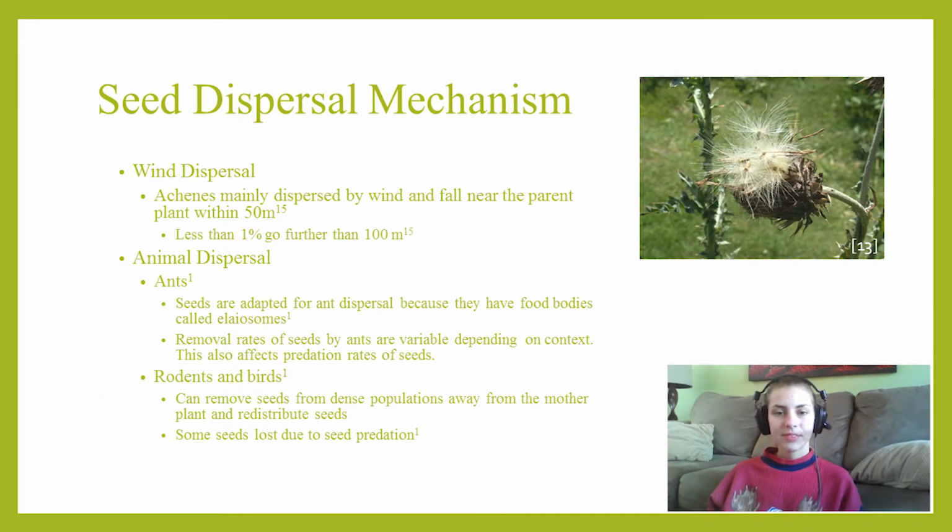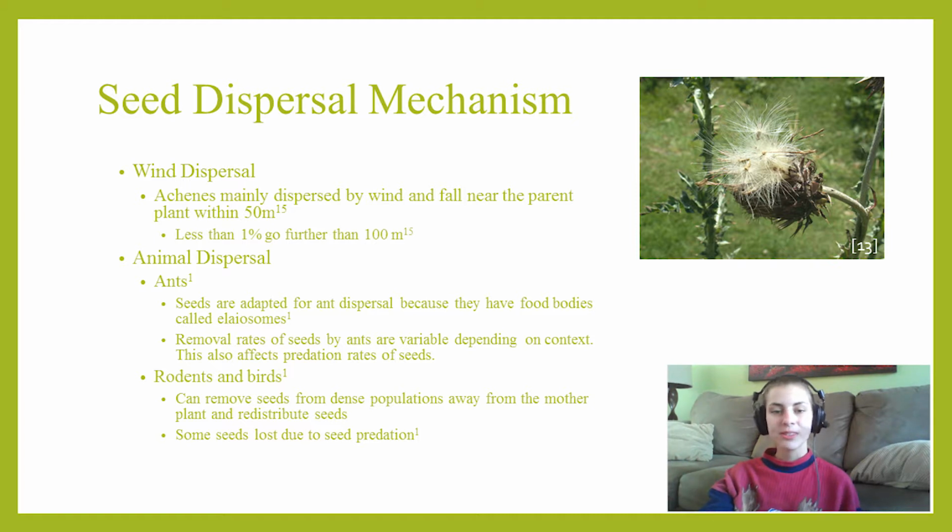And for the seed dispersal mechanism, seeds of Carduus nutans can be dispersed in 2 different ways. They can use wind dispersal and animal dispersal. The dry fruits on Carduus nutans are dispersed by wind, and they tend to fall near the parent plant, within 50 meters, and less than 1% of these seeds can make it further than 100 meters.